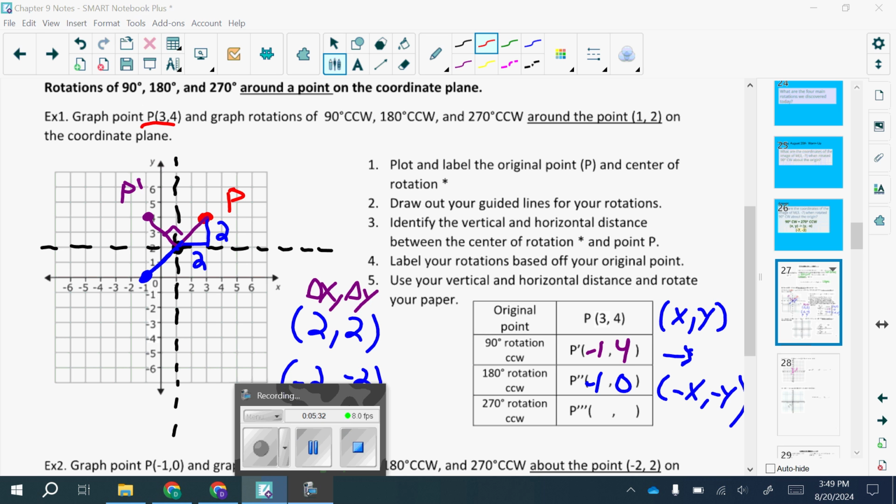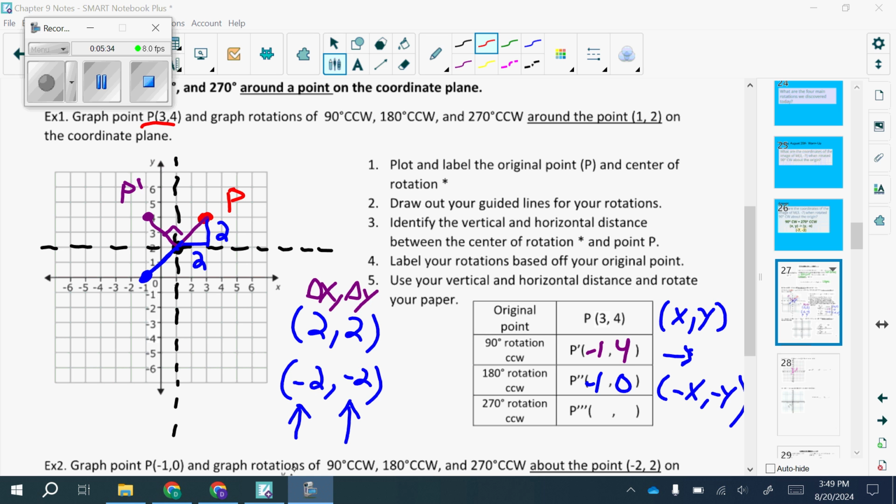Lastly, I will leave 270 degrees up to you. That is pretty much it.